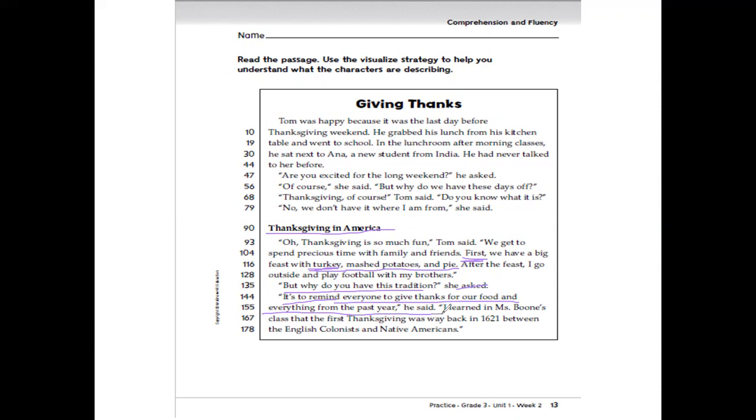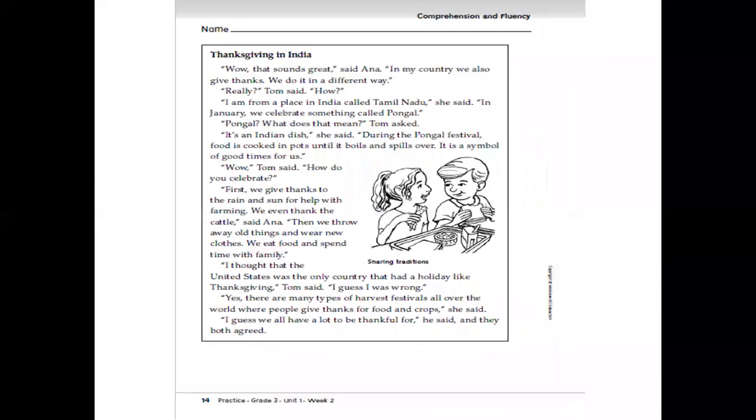So he said, I learned in Miss Boone's class that the first Thanksgiving was way back in 1621 between the English colonists and Native Americans. What's the meaning of colonist here? That means the people who live in a colony or settle down in a new country. Okay, turn to page number 14.